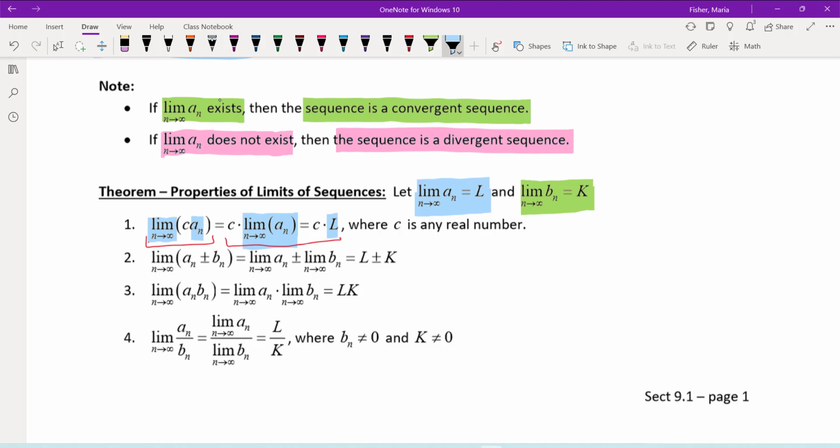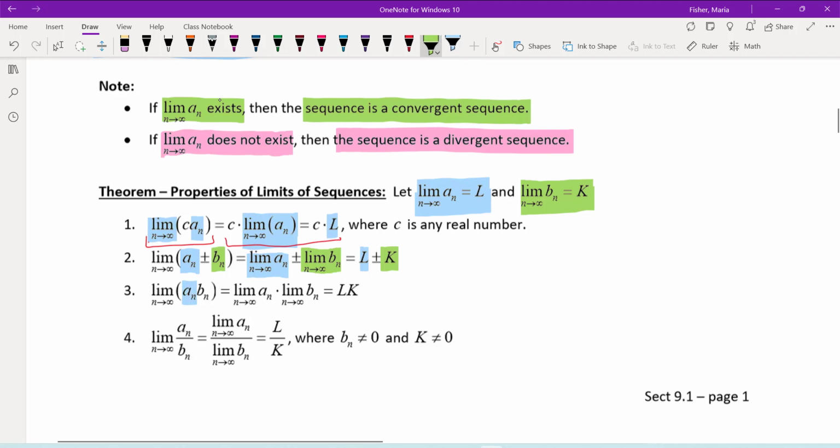Basically, this is telling you constant multipliers multiply along. The next one, the limit as n goes to infinity of a sub n plus or minus b sub n is just going to be the limit as n goes to infinity of a sub n plus or minus the limit as n goes to infinity of b sub n, or L plus or minus k. The second one just says that you can take the limit of a term at a time over addition and subtraction.